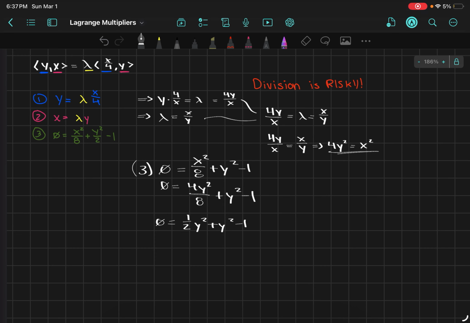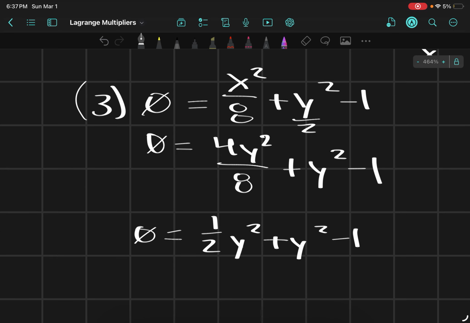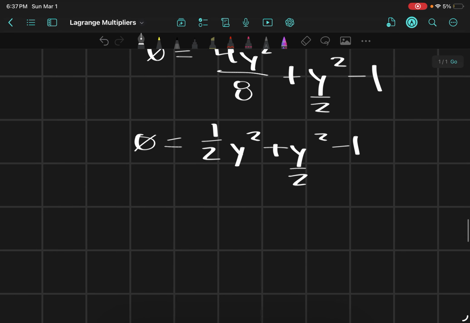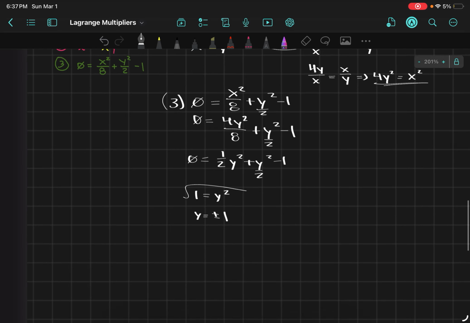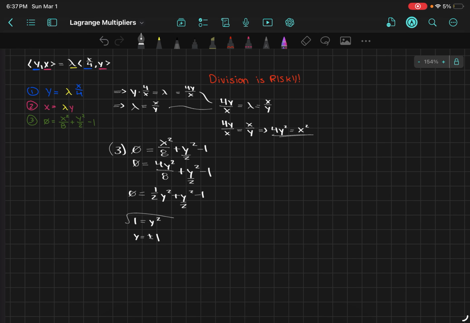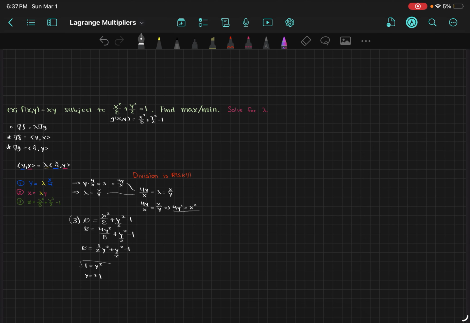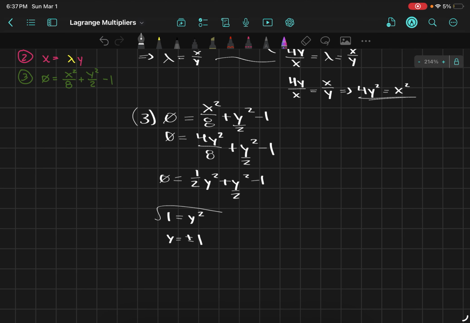Oh, I plugged in the wrong equation here. Sorry. It's y squared over 2. I knew something was wrong there. Okay, now we have 1/2 y squared plus 1/2 y squared minus 1. So then we have 1 is equal to y squared. I apologize. Take the square root of both sides. Our y is going to equal positive or negative 1. Should be right. I knew something was off there. I failed to look at the original constraint. So we have y is equal to positive or negative 1.